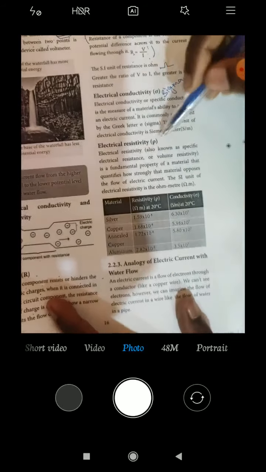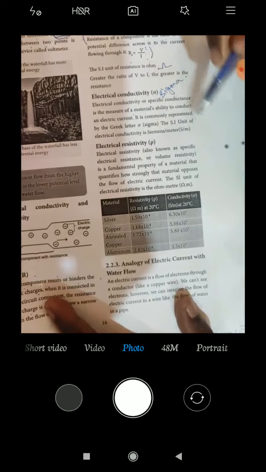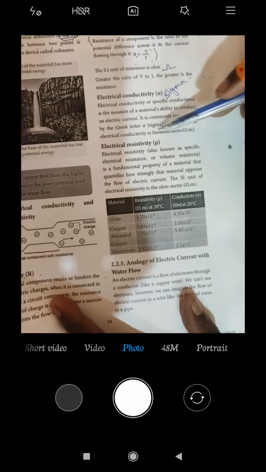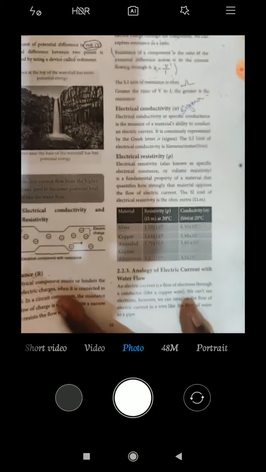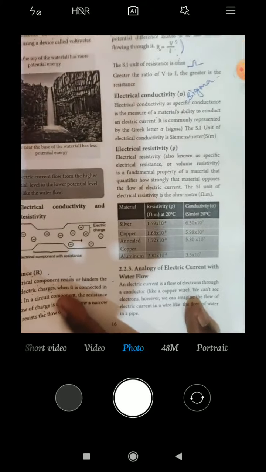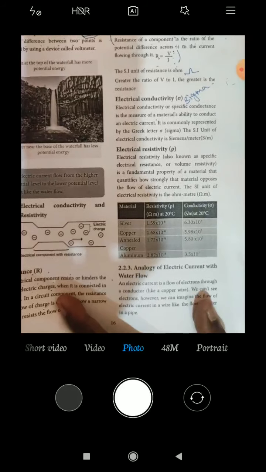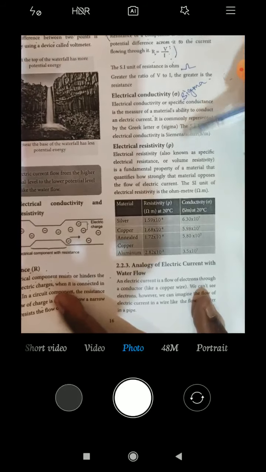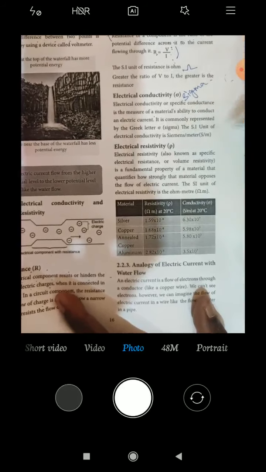The SI unit of electrical conductivity is Siemens per meter. Capital S means Siemens. A small s means second. Capital S means Siemens, so the unit is Siemens per meter.